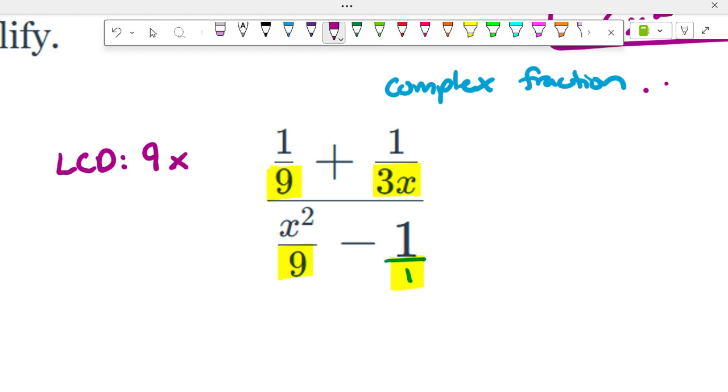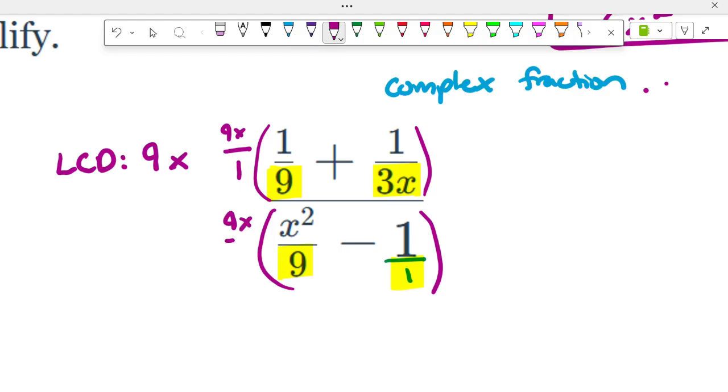9 divided by 9 is 1. 9 divided by 3 is 3. 9 divided by 1 is 9. So that's my LCD, 9x. So here's what we're going to do. We're going to multiply the top and the bottom by 9x over 1. A little bit different than what we've been doing, but my goal is to cancel out the denominators. So I'm doing this to cancel out the denominators.